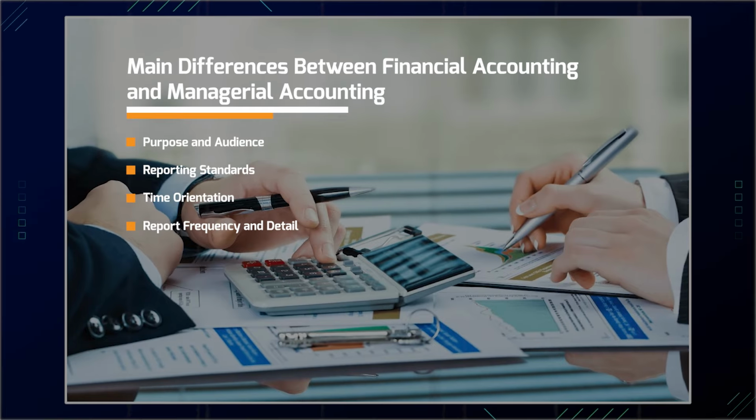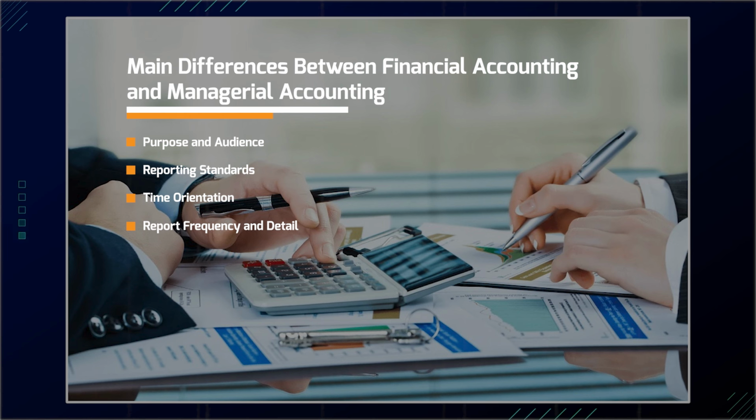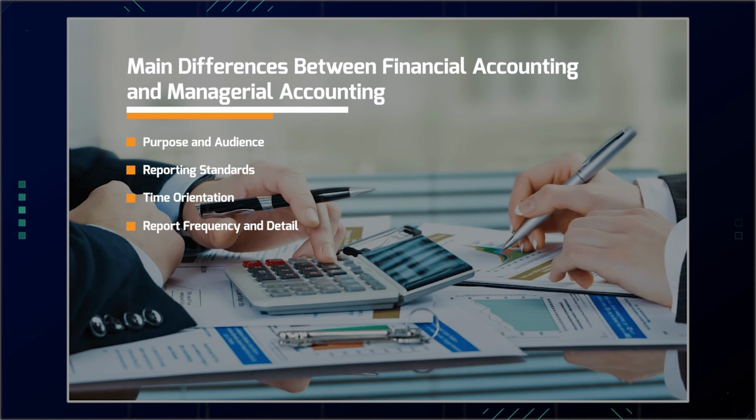On report frequency and detail, financial accounting is periodic, monthly, quarterly, or yearly, aggregated, and concise. Managerial accounting is continuous or on demand, with granular details like product line profitability or cost drivers. So that's what I have here today.